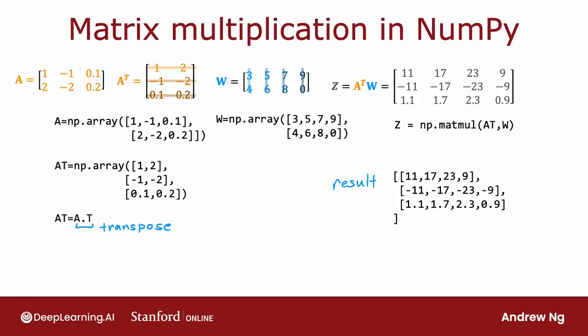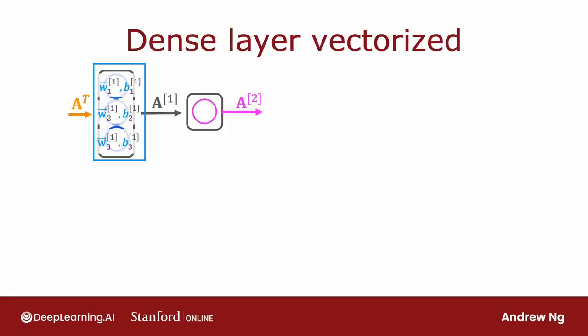And by the way, if you read others' code, sometimes you see Z equals AT and then the @ symbol W. This is an alternative way of calling the matmul function, although I find using np.matmul to be clearer. And so in the code you see in this class, we just use the matmul function like this rather than this @ symbol. So let's look at what a vectorized implementation of forward prop looks like.